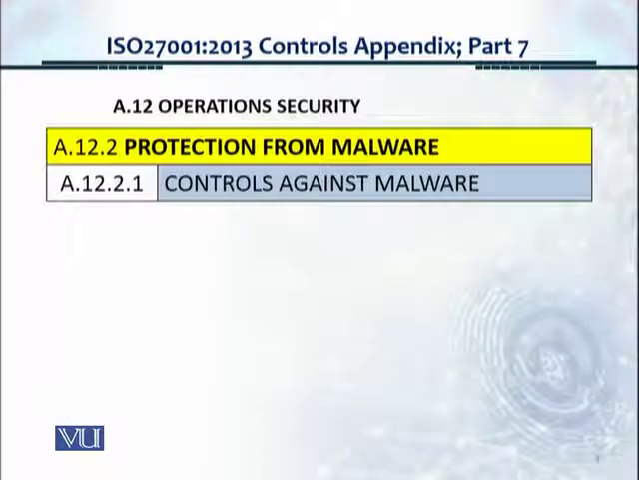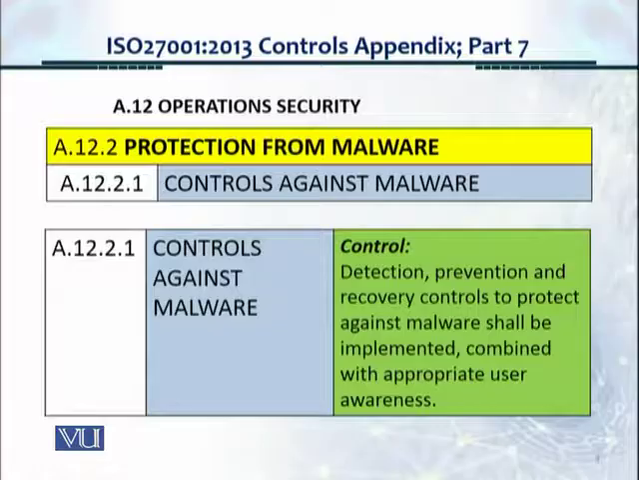So A.12, operation security, we now go to the second control objective, protection from malware. So here 12.2.1 says controls against malware, and the detail in green is detection, prevention, and recovery controls to protect against malware shall be implemented combined with appropriate user awareness. So this could consist of the antivirus system, for example. We could have a firewall at the edge of the network. We could have an intrusion prevention system, and there could be other mechanisms by which we prevent malware. For example, the anti-spam system, or through email, and on the web security, we would have a web security gateway lying in the DMZ.